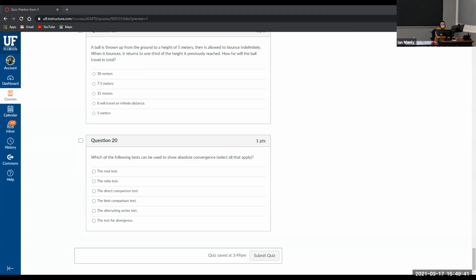All right, so which of the following tests can be used to show absolute convergence? Select all that apply. Okay, well, first of all, the root and ratio test say that if it converges, it converges absolutely. So we know we can pick these two for sure. The direct comparison test and the limit comparison test, what's the requirement for that? We can only use those on positive series, right?